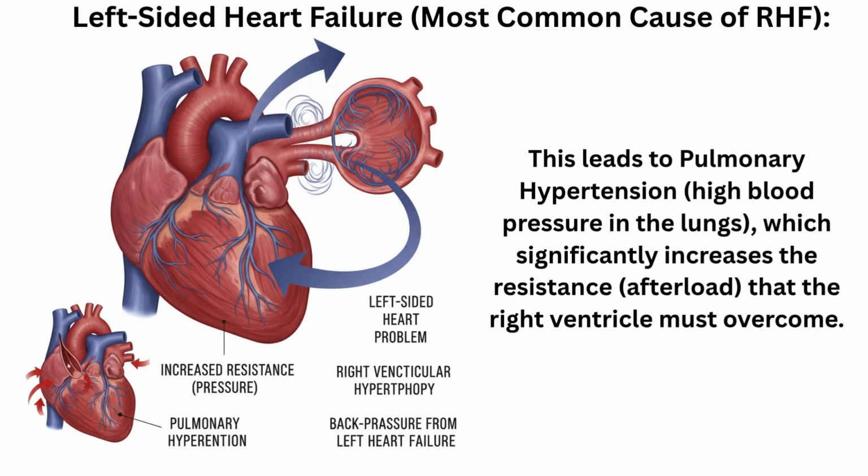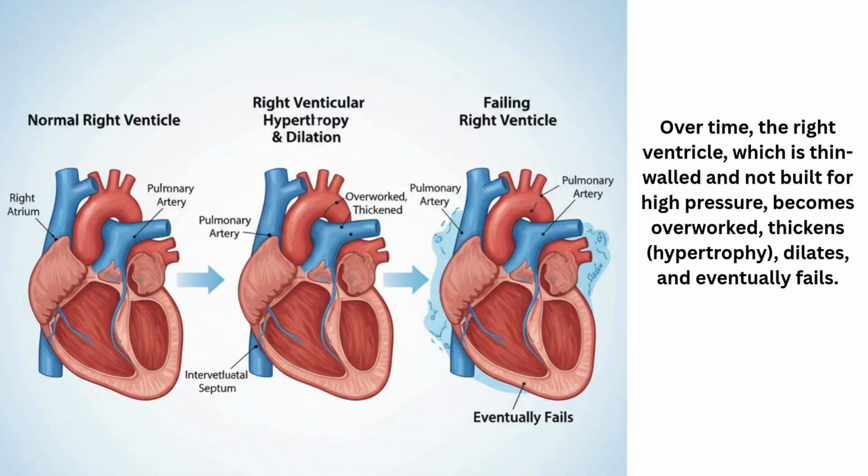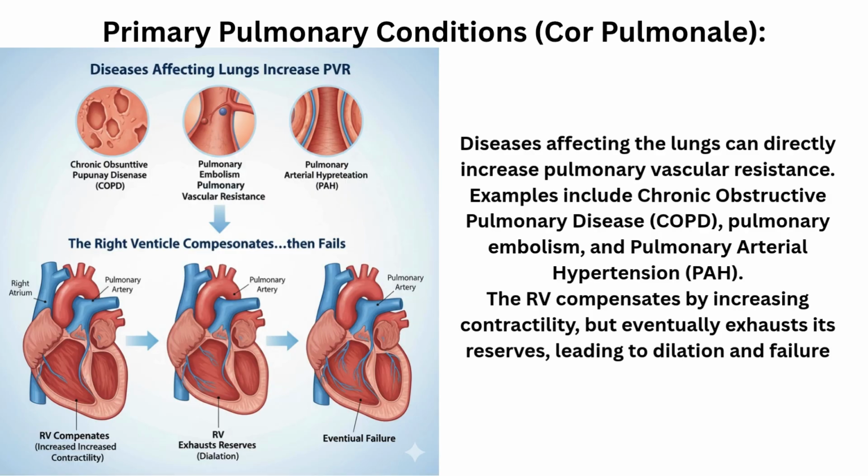Left-sided heart failure, most common cause of RHF. Failure of the left ventricle, LV, causes blood and pressure to back up into the pulmonary circulation, the lungs. This leads to pulmonary hypertension, high blood pressure in the lungs, which significantly increases the resistance, afterload, that the right ventricle must overcome. Over time, the right ventricle, which is thin-walled and not built for high pressure, becomes overworked, thickens (hypertrophy), dilates, and eventually fails.